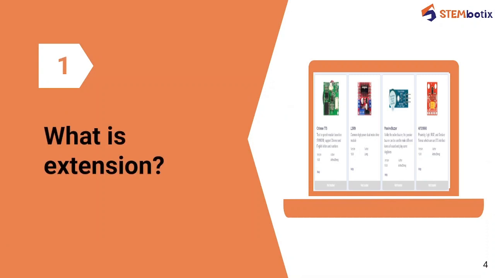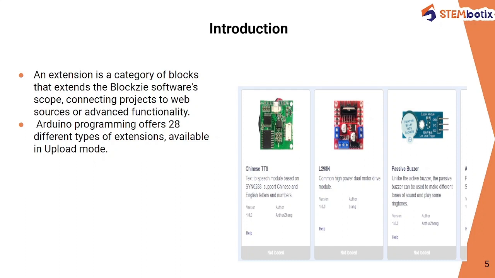Let's see what an extension is. An extension is a category of blocks that can be added to the block palette and extend the scope of the Blockzie software. Basically, extensions make it possible to connect a Blockzie project to sources of information on the web, such as Google Translate and Amazon text to speech, or any peripheral devices, or we can say the library of any peripheral devices.